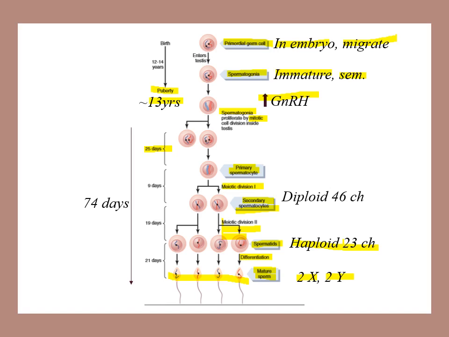So if the X sperm fertilized an ovum, it will give rise to a female offspring, and if the Y-carrying chromosome sperm fertilized the ovum, it will give rise to a male offspring. The total length of spermatogenesis, starting from the spermatogonia into primary spermatocyte, and then secondary spermatocyte, and finally into mature sperms, will take about 74 days.